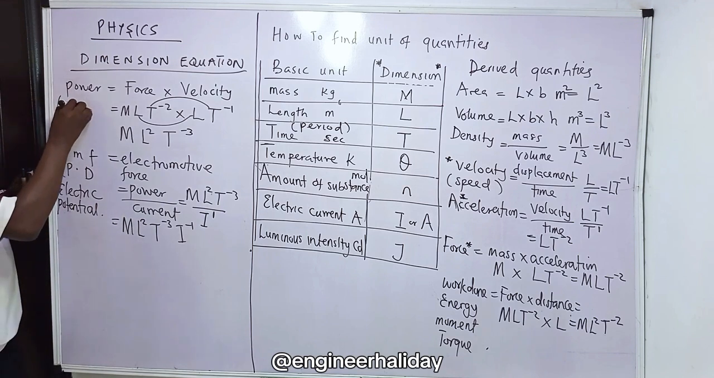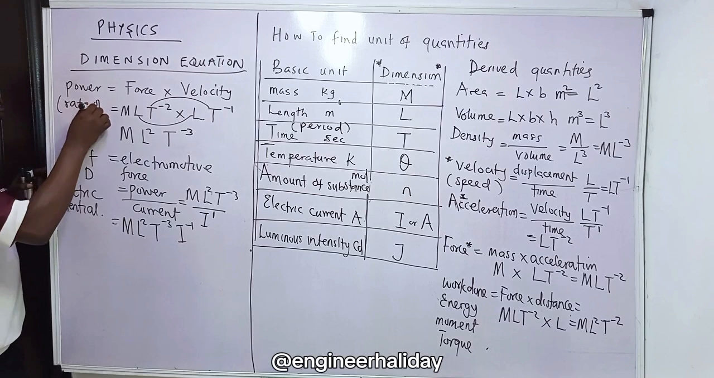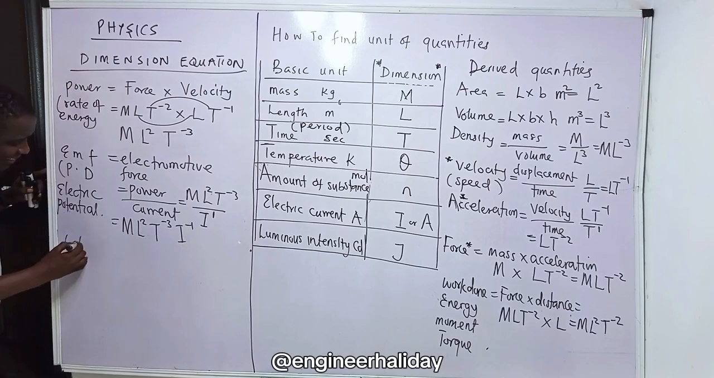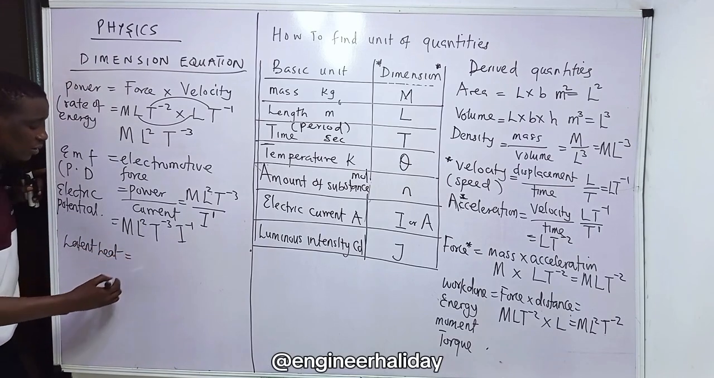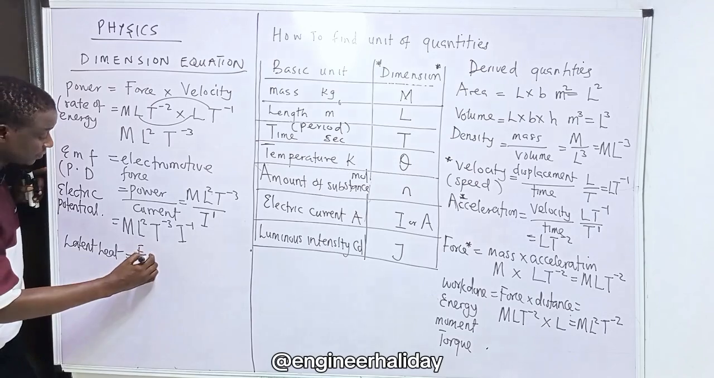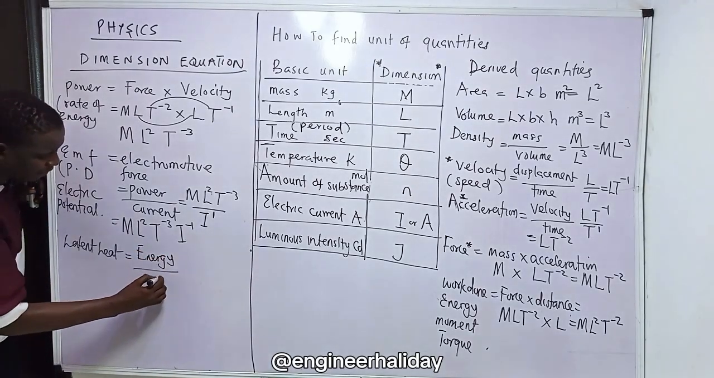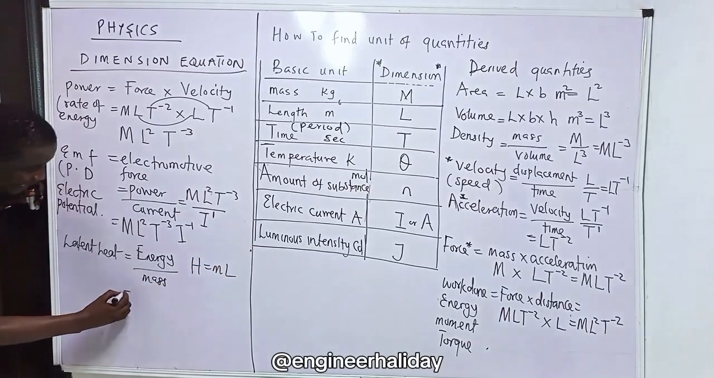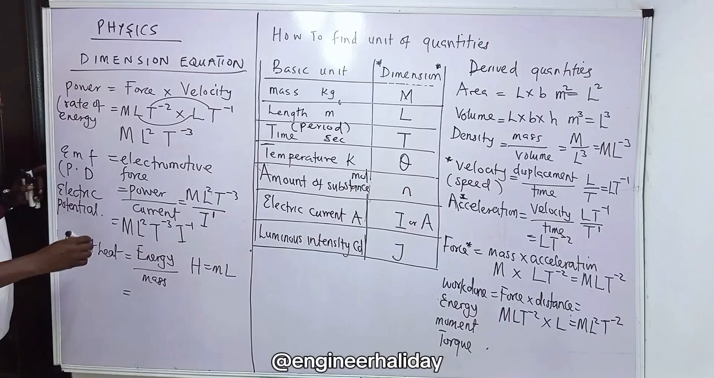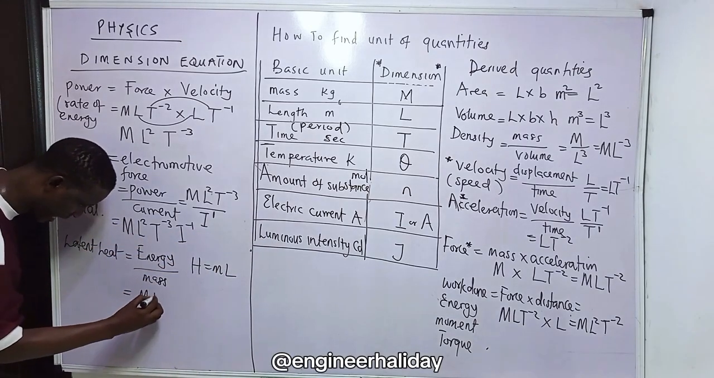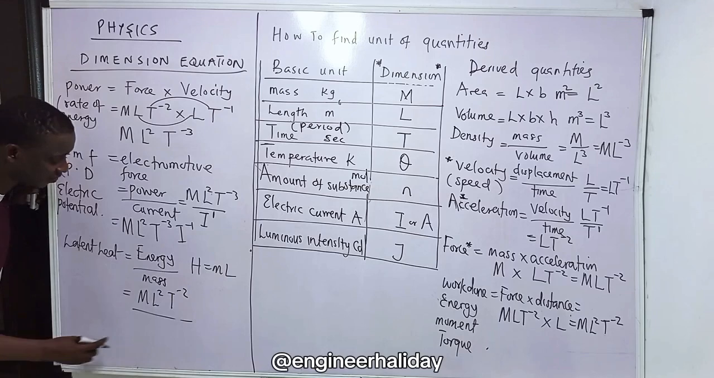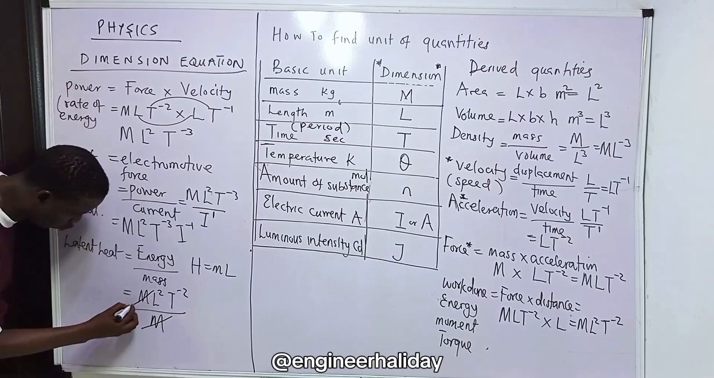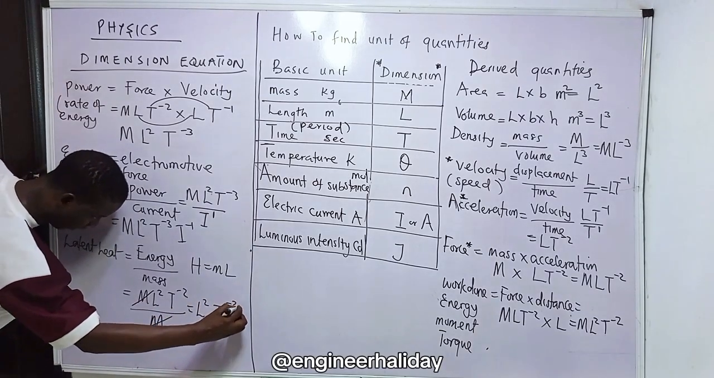Work is the same thing as rate of energy, and rate of energy is the same thing as work. So please take note of that. Then we have what they call latent heat. Latent heat is equal to energy over mass. Remember that heat equals ML. So what is energy? Energy is already the same thing as work, which is ML squared T minus 2, divided by mass. The dimension for mass is M. This one will cancel this one. We have L squared T raised to minus 2.